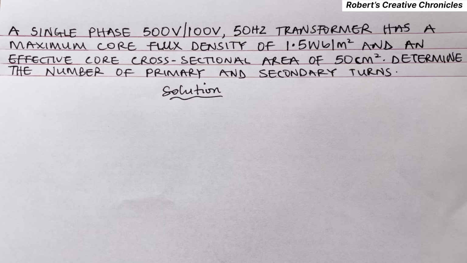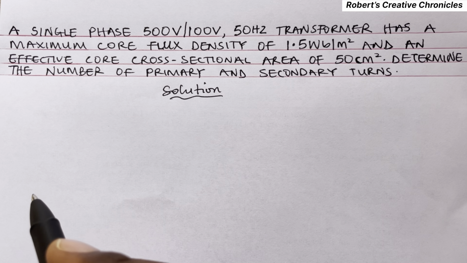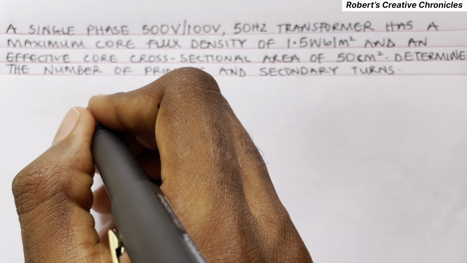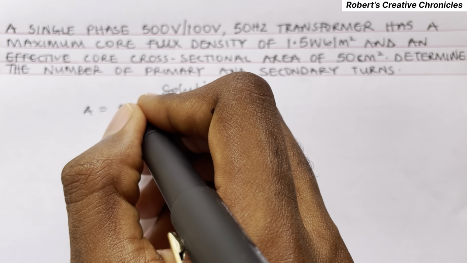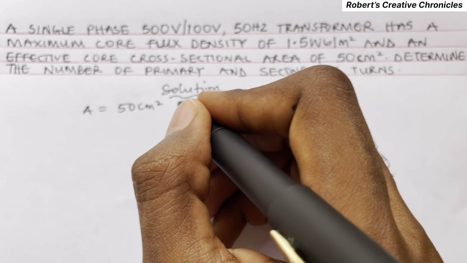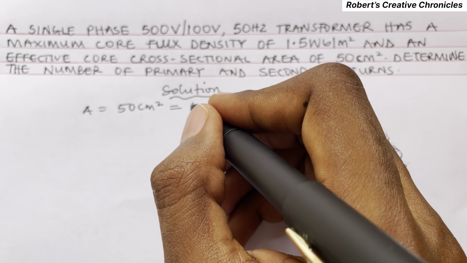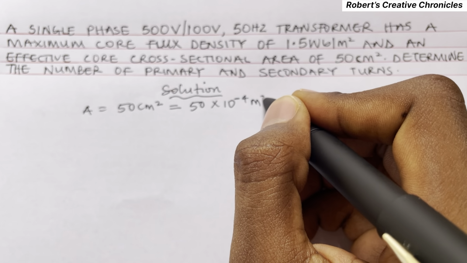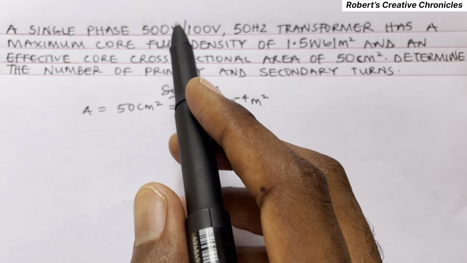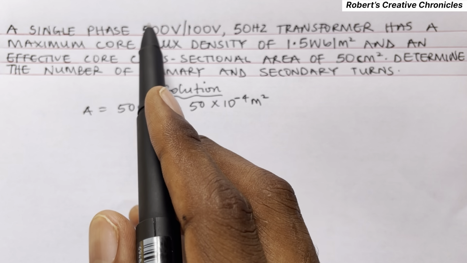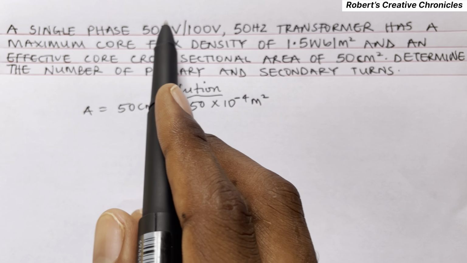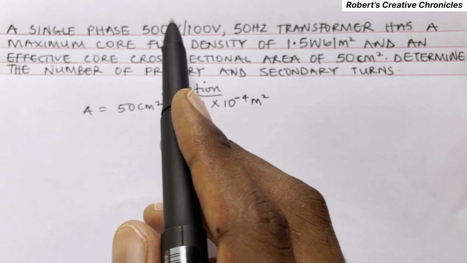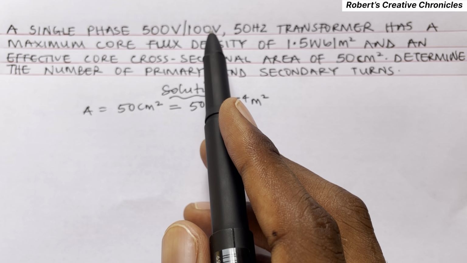Solution. Now, the area is given by 50 centimeters square, which if you convert to meter, it becomes 50 times 10 to the power of minus 4 meter square. So now this voltage, usually the first voltage they write in this format is the primary voltage and the second one is the secondary voltage.